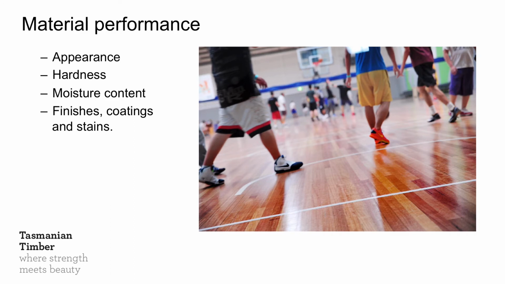There's then material performance characteristics, which are appearance, which is, you know, a critical thing for a designer. What does it look like? Moisture content, which is to do with functionality over time, and finishes, coatings, and stain. So we can look at that as completely. I could spend another hour on finishes, coatings, and stains, but most of the species which we're talking about can take all of those things quite well, especially Tas oak.